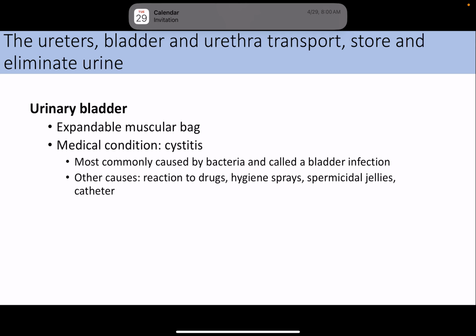The medical condition associated with it is cystitis, so inflammation of the urinary bladder, most commonly caused by bacteria. In that case, we call it a bladder infection. Other causes of cystitis are reaction to drugs, hygiene sprays, spermicidal jellies, or the use of a catheter can also cause cystitis.